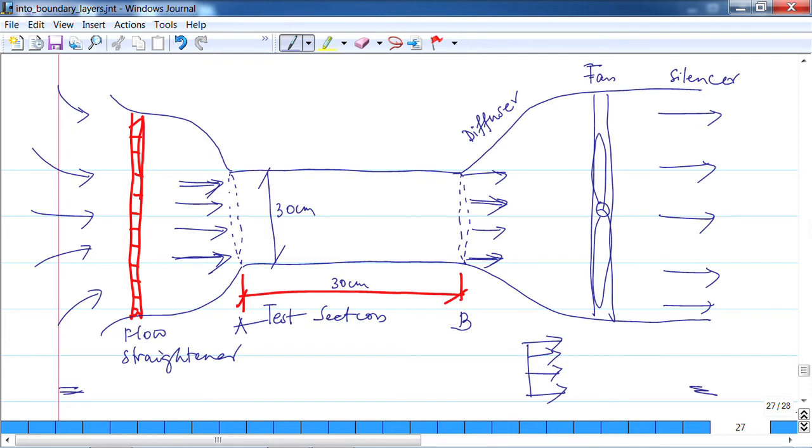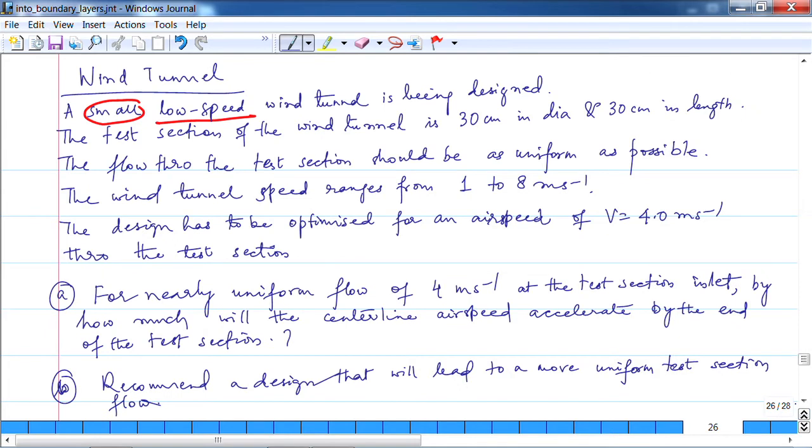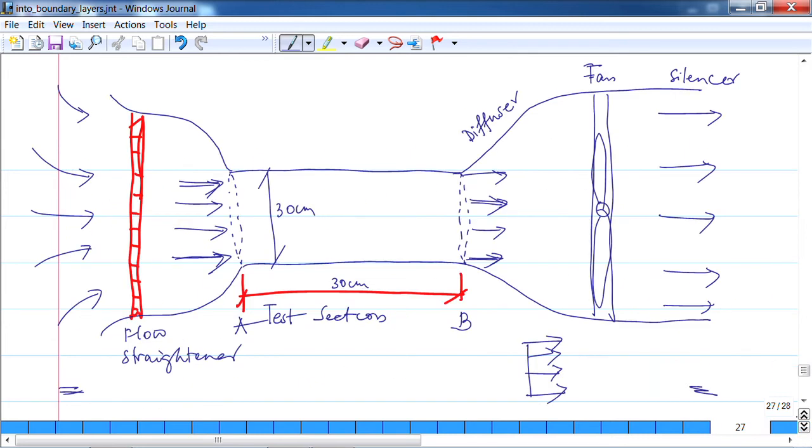And then there is also this question here: for nearly uniform flow of 4 meters per second at the test section inlet, by how much will the center line airspeed accelerate by the end of the test section? What does that even mean? So, what it is asking is that if this is 4 meters per second and nearly uniform, right.